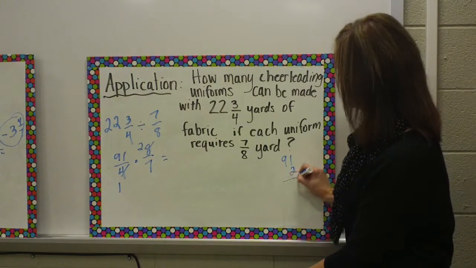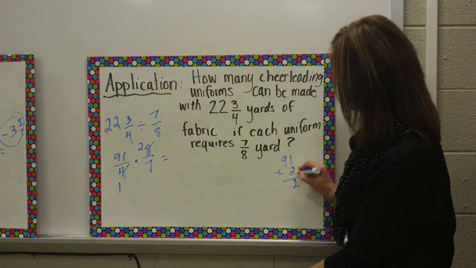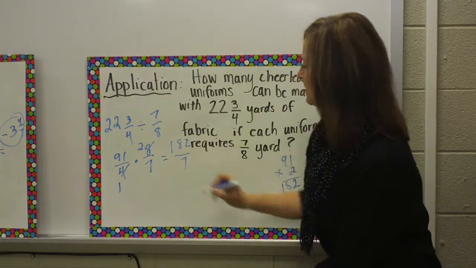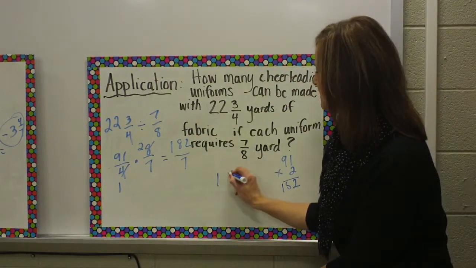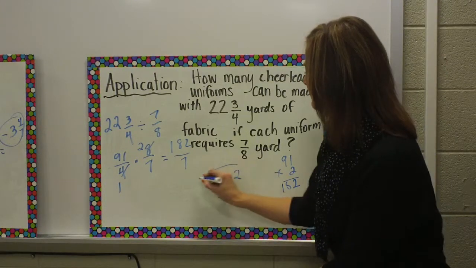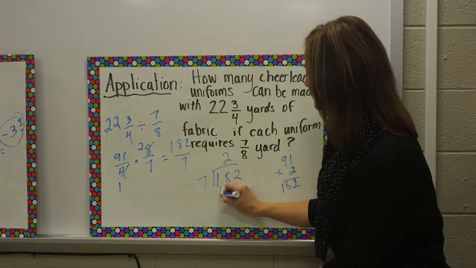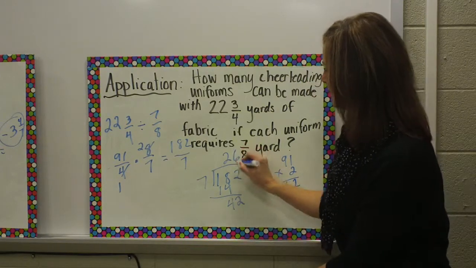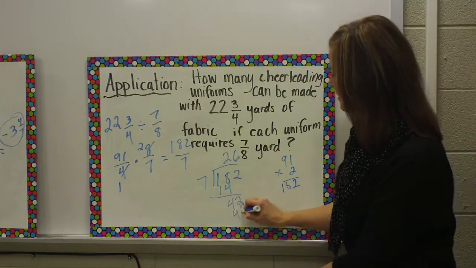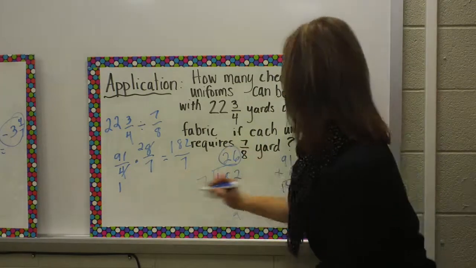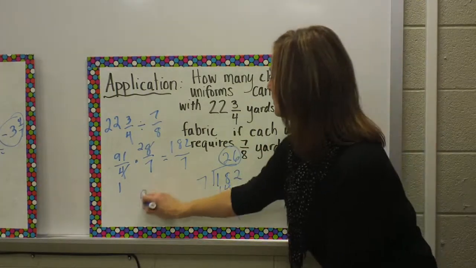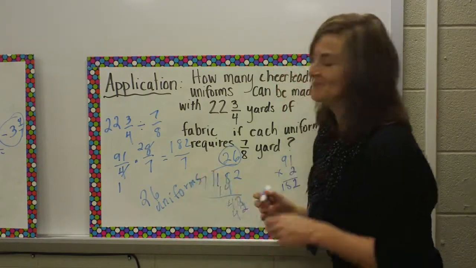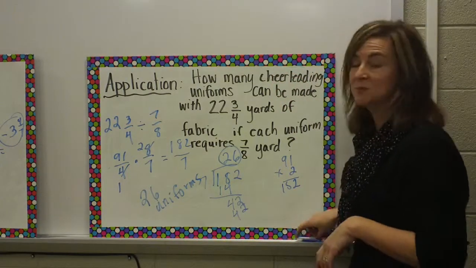91 times 2 is 182. And 1 times 7 is 7. My last step is to divide 182 by 7. I can get 2 out of there. And I'm left with 42. And I can get 6 7s out of there. So my answer would be 26 uniforms. Okay, we're going to do some practice problems in class.